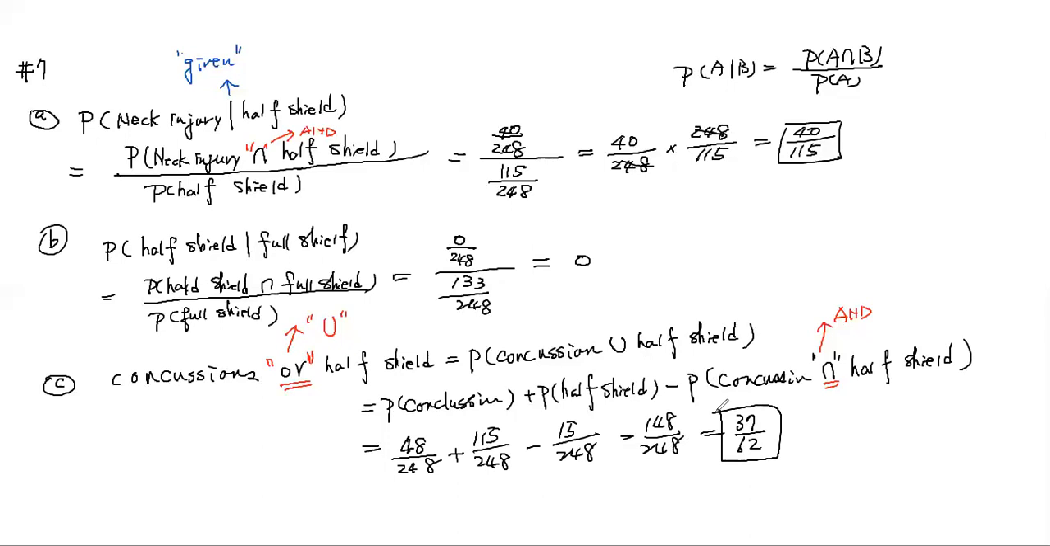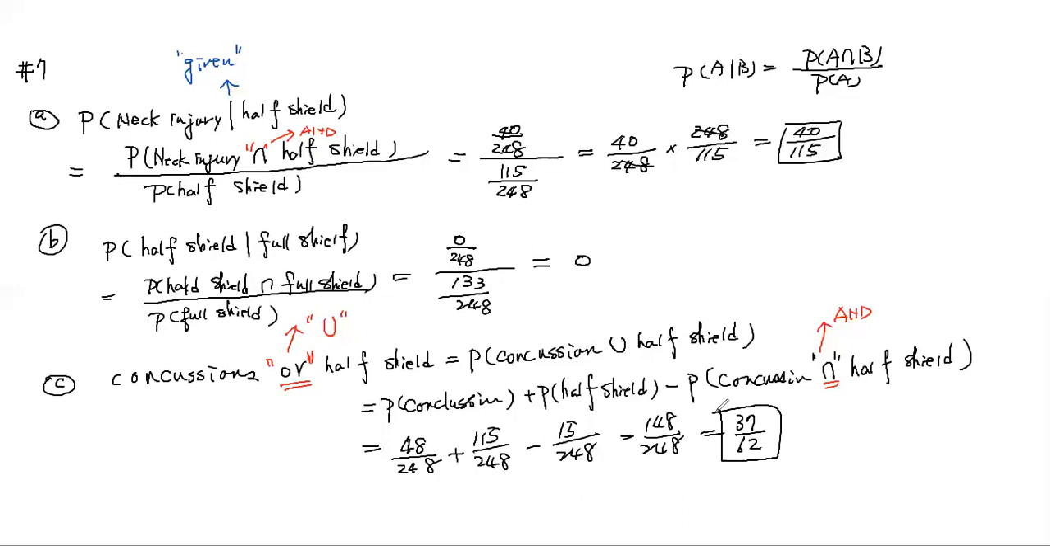I think we're going to stop here. So the problem 7 is C. You'll be able to catch those keywords, right? If you see a given, that means it's a condition. If you see an or, that means it's a union. Then you might need to use the addition rule to do that.